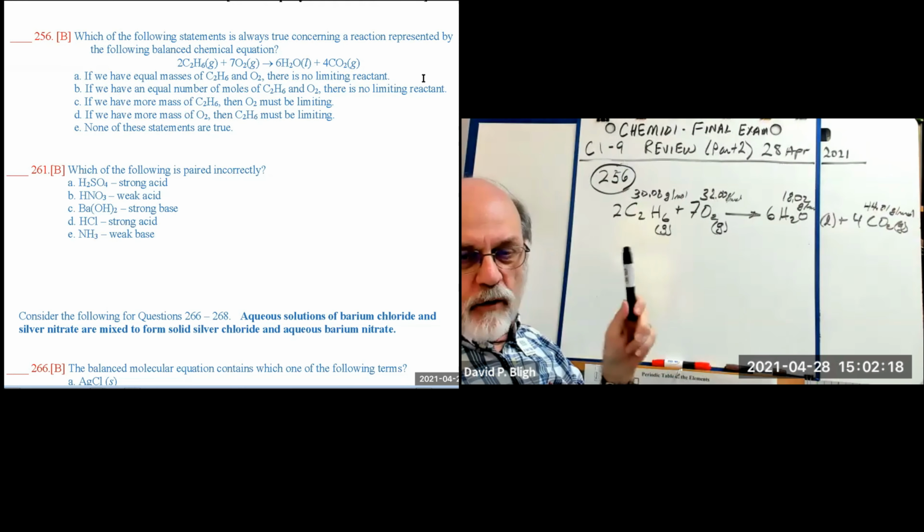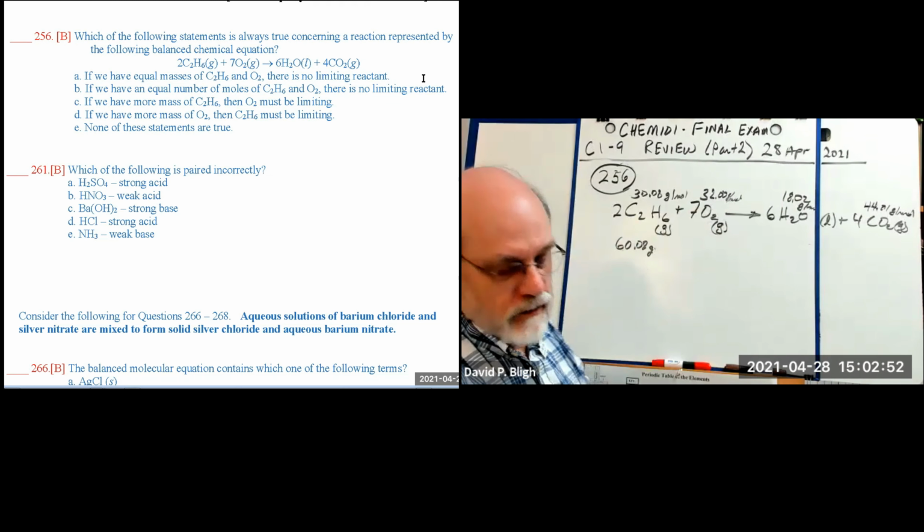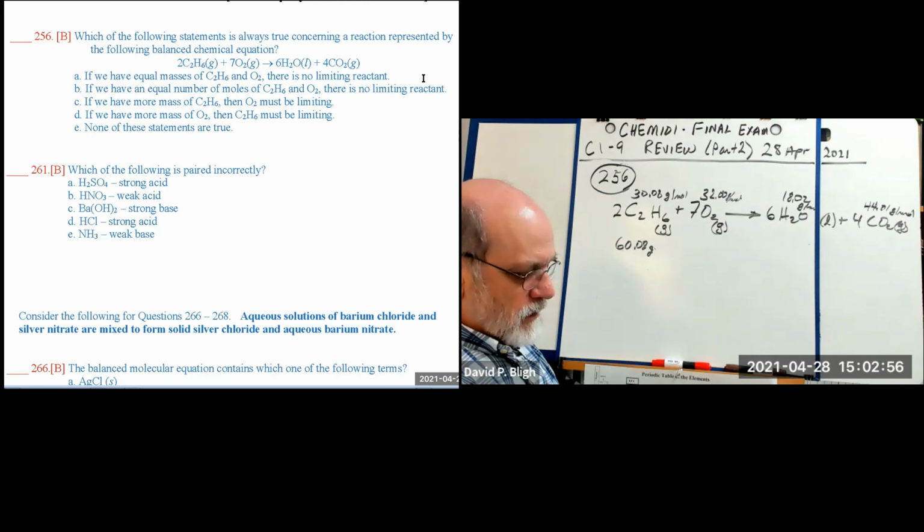So A says if we have equal masses of C2H6 and O2, there's no limiting reactant. Equal masses. Right? So what actually determines the limiting reactant? It's not the mass ratio, it's the mole ratio. So in order for these to be stoichiometric, which is what A is asking, you would need a ratio of 60.08 grams and 7 times 32, 224. All right. So that mole ratio of 2 to 7 gives you this mass ratio, which is stoichiometric.